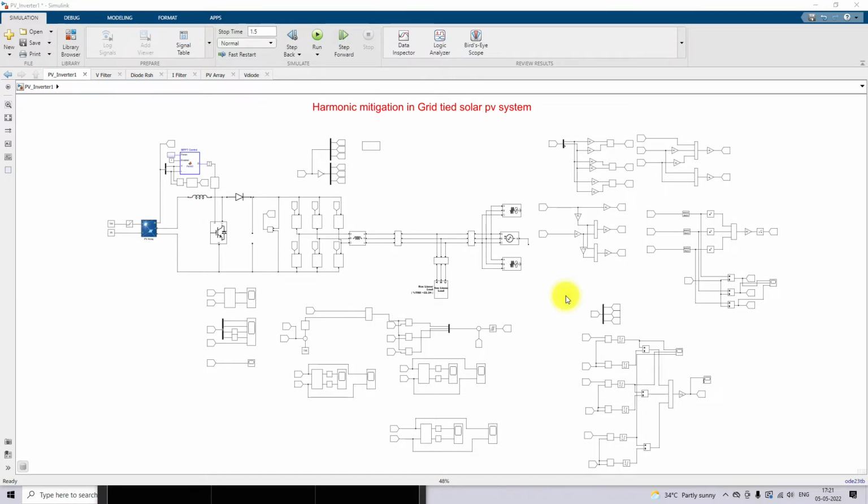Today we are going to see about harmonic mitigation in a grid-tied solar PV system.